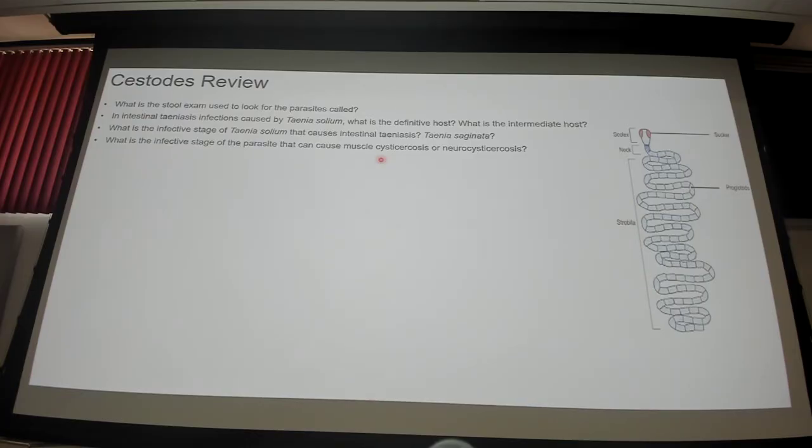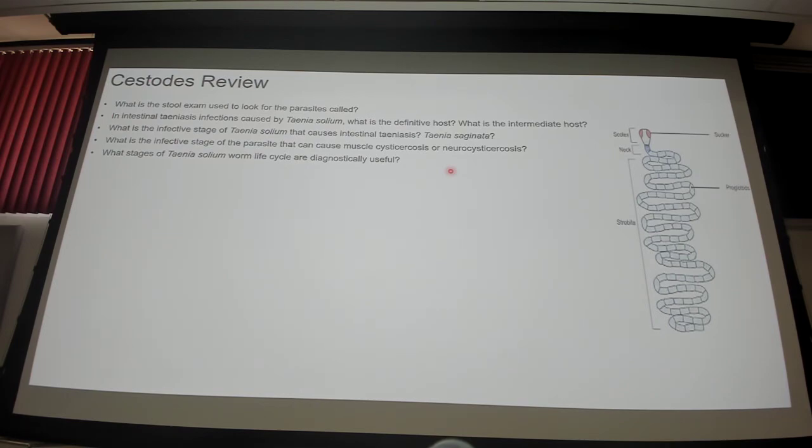Like pork tapeworms, 6 weeks? It's close, but we're getting warm. Remember, it is the cysticercus, plural cysticerci. So that's the larval form that's infective. And you find that in what kind of source? Undercooked or uncooked pork.